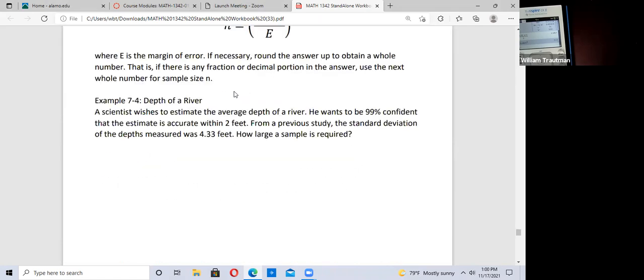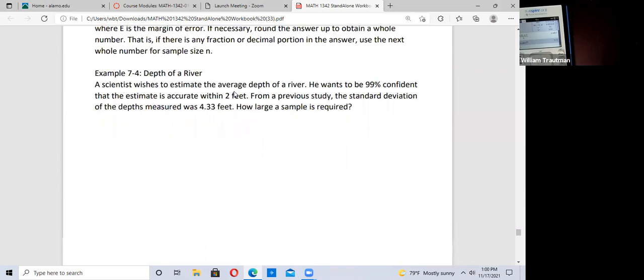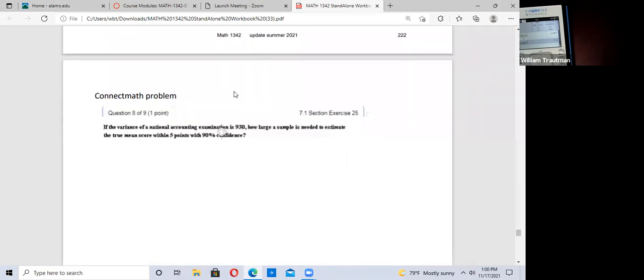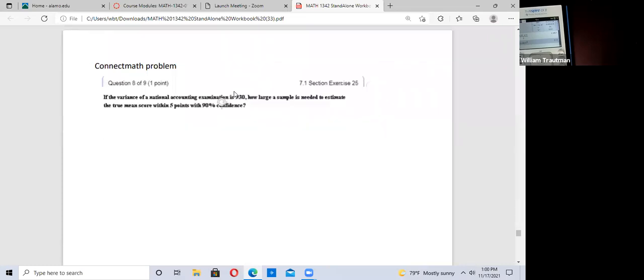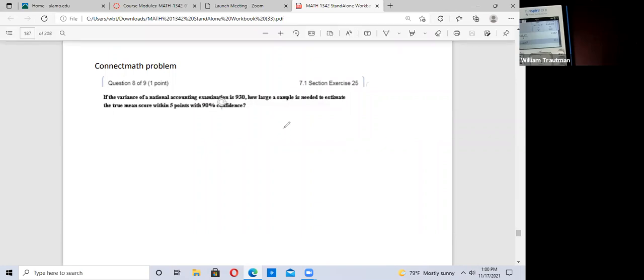So this was that, and let's see what this next problem is. This is the same type of problem, so let's do this N also. Don't forget the formula for N was the Z alpha over 2 times standard deviation over the margin of error, squared.